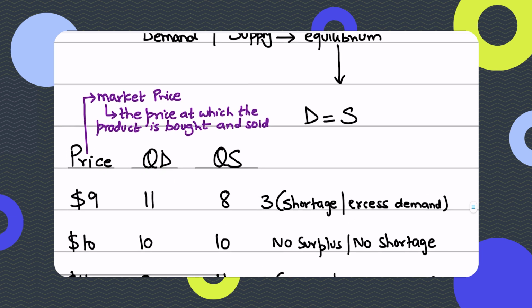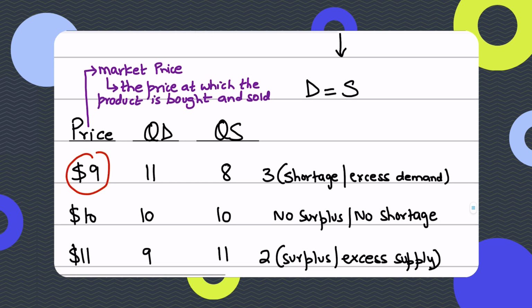So if the market price is $9, let's say, the quantity demanded is 11. It means that in the market, if $9 is the price, 11 units will be bought and sold in the entire market. We're talking about the market demand curve, not the individual demand curve. We're talking about the entire market demand curve, comprising the demand of all the individual consumers, the horizontal sum.